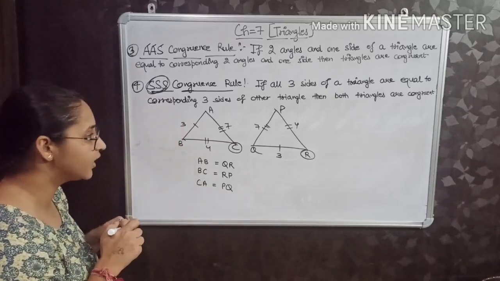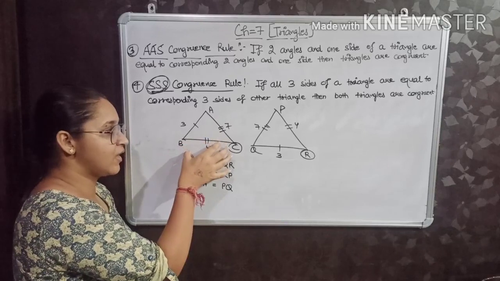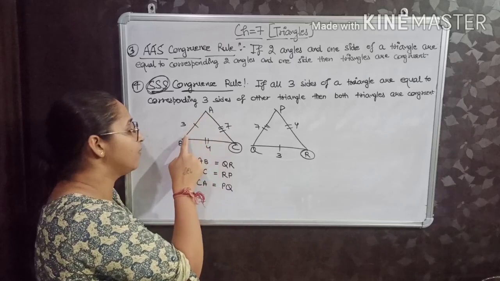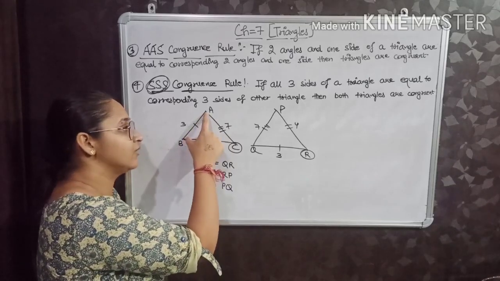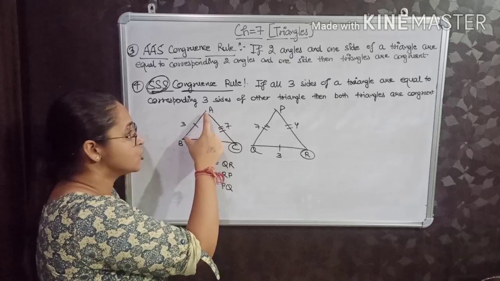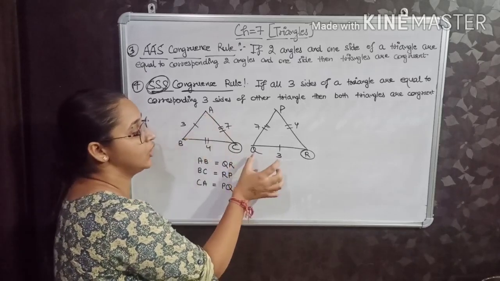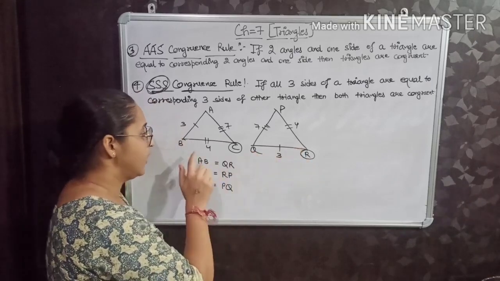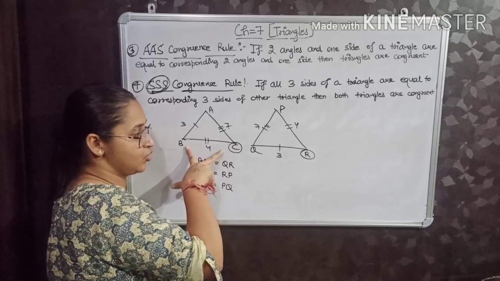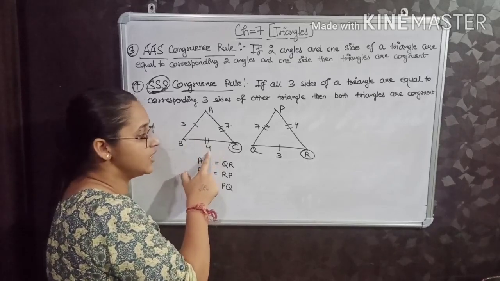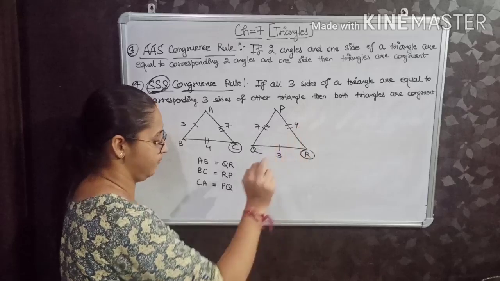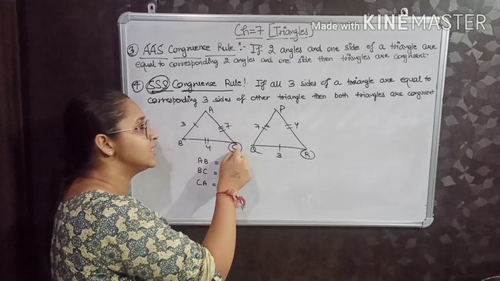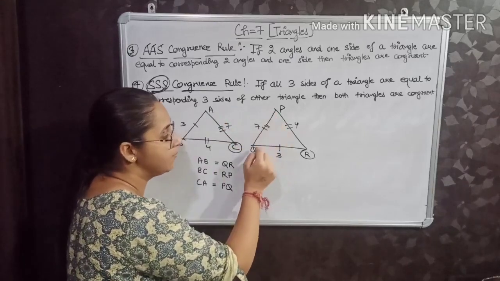See again very carefully. If I am taking this triangle and I am starting from point A and then moving to point B and covering the length 3, AB will be equal to, from Q to R in this triangle, AB is equal to QR. Then from B I will move to the point C and BC will be equal to RP. And from C I will reach the point A, CA will be equal to PQ.